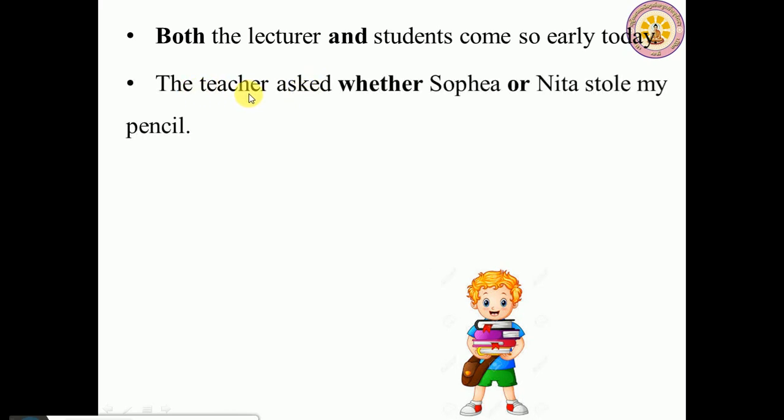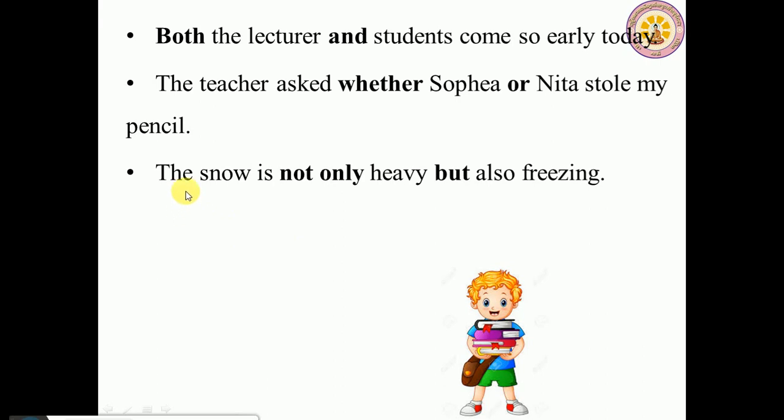One example: The teacher asked whether Sophia or Anita stole my pencil. So the correlative conjunction "whether or" is used to join the nouns Sophia and Anita. Another example: The snow is not only heavy but also freezing. So the correlative conjunction "not only but also" is used to connect two adjectives, heavy and freezing.